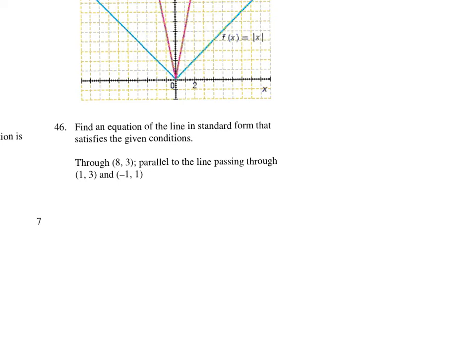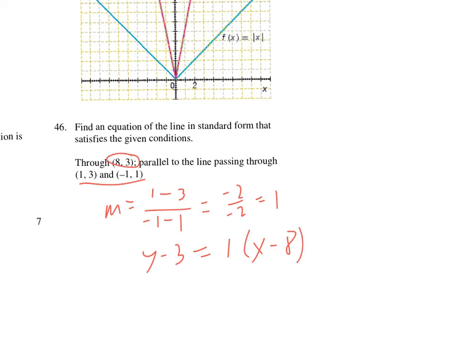All right, next up here, we need to write the equation for a line. It's got to be parallel to a line going through these points. So I want to find the slope of those 2 points. So I'm going to do 1 minus 3 over negative 1 minus 1. So that's negative 2 over negative 2, which is 1. And then I'm not going to use this anymore. I'm going to use this point and my point slope form, y minus 3 equals 1 times x minus 8. And then I would probably get that in mx plus b here. So y equals x minus 5.